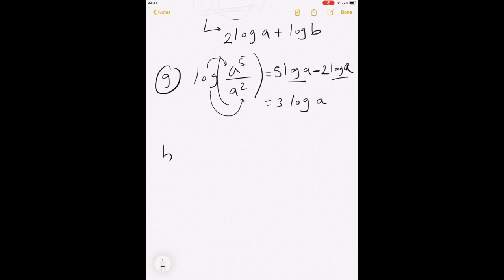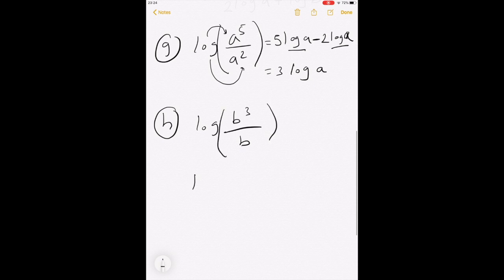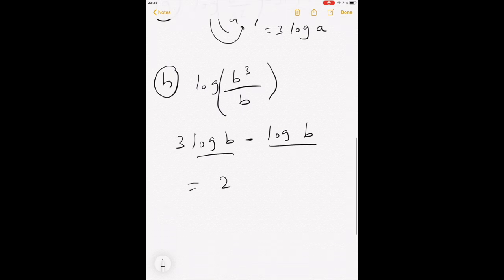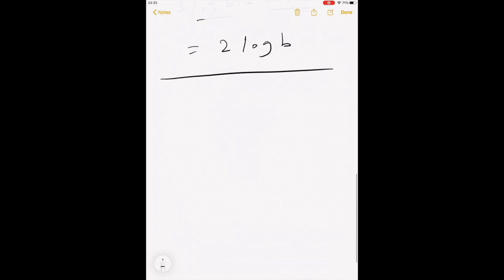Let's look at h, and in this case you have log b^3 divided by b. Then exactly the same thing again, put a bracket, log b, you got 3 here, then put the division, log b, and these are the same. That means the answer is 2 log b. Now we finish with exercise 2. Let's look at exercise 3, and here more examples.